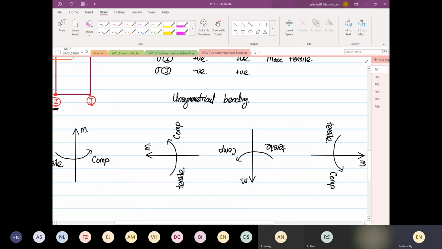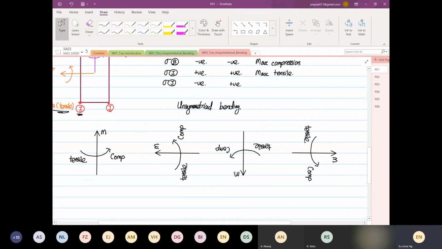There you go. Does that make sense now? Okay, so if some of you are confused with the right hand rule, don't be. You just draw this once and rotate it. Like for this case.